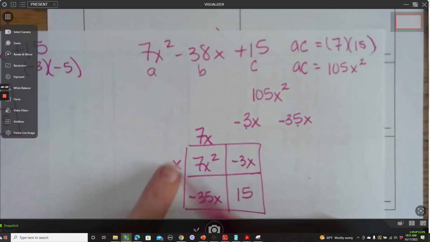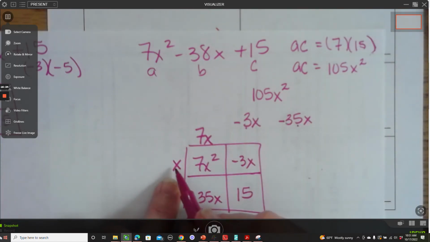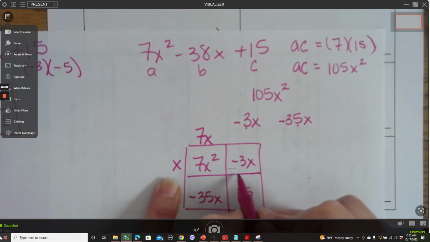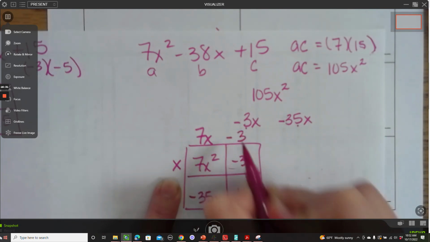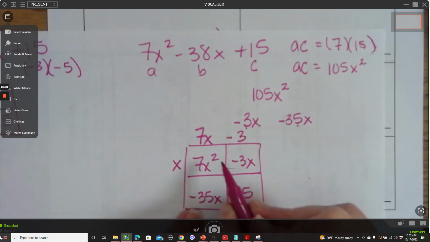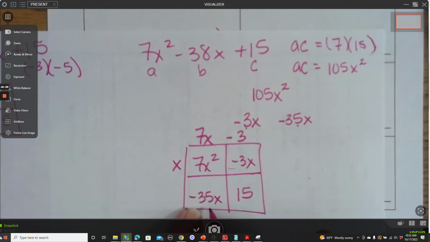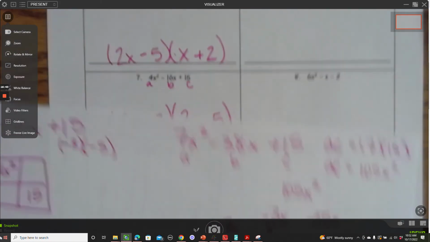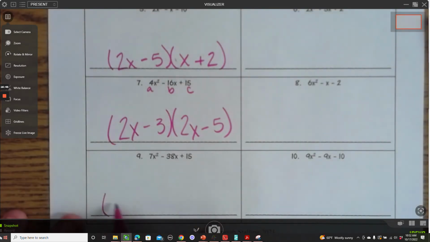So now you kind of work backwards. x times what gives you negative 3x? 3 times 1. I mean, negative 7 times what gives you negative 35x? That's the factoring method. If you think you can do it with the box method and plug and chug, I'm going to go ahead and show you slip and slide.